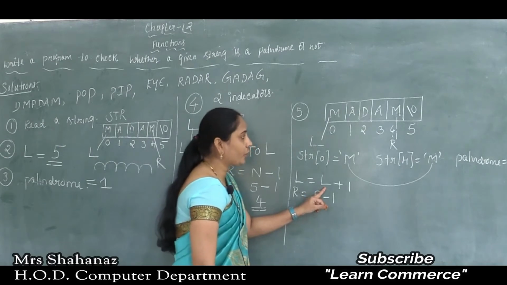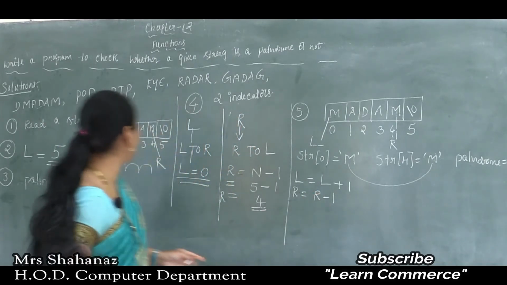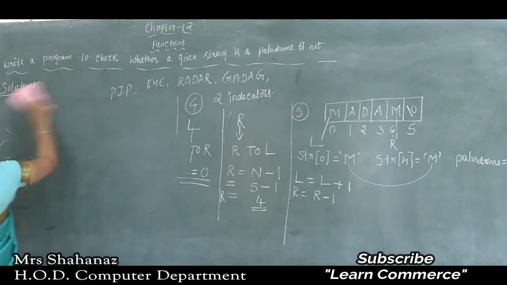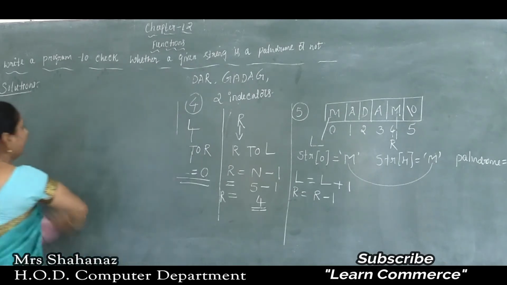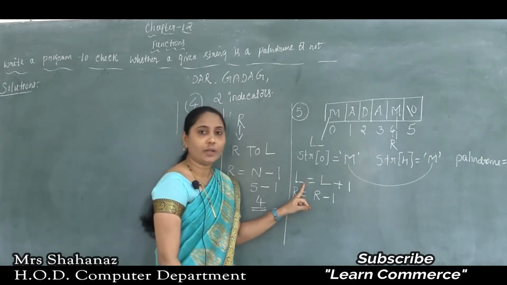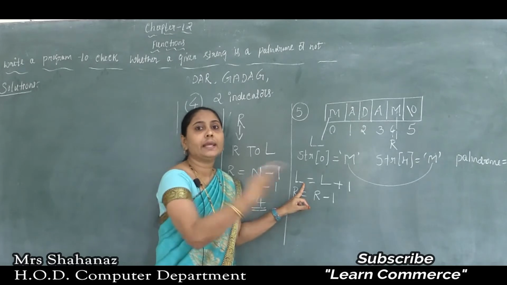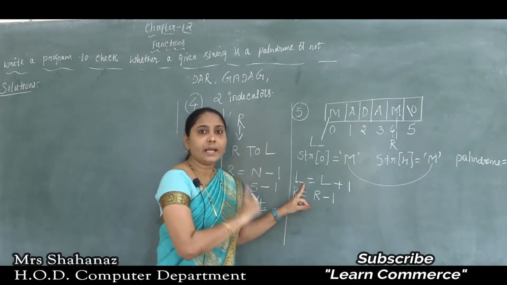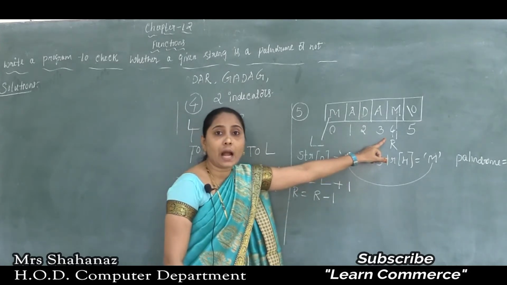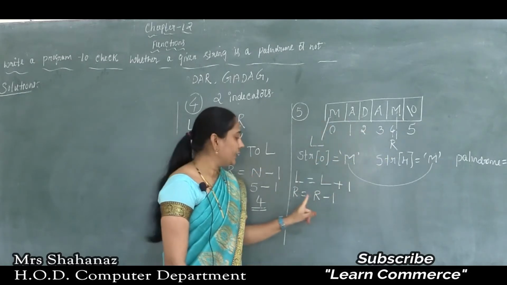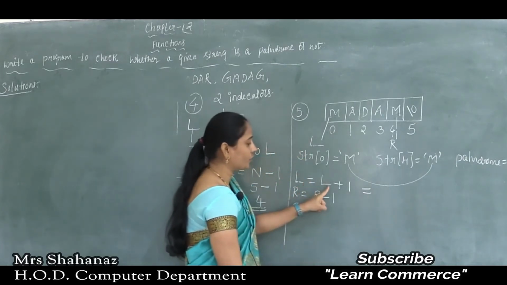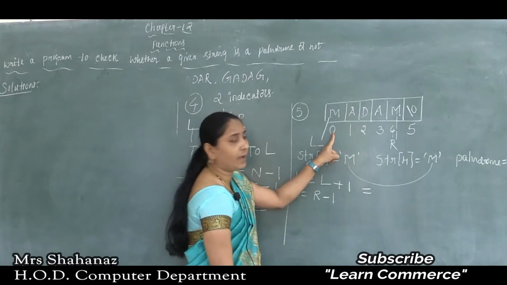Now next time when you are going to compare, let us write here about each and every value. So in this case we know that when it moves from the left side, the L indicator is incremented by 1. So the value L is equal to L plus 1. And when it moves from the right side, the R indicator is decremented by 1. That is R is equal to R minus 1. As we know, L is equal to L plus 1. Now the L value is 0.